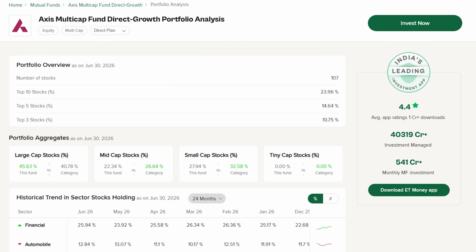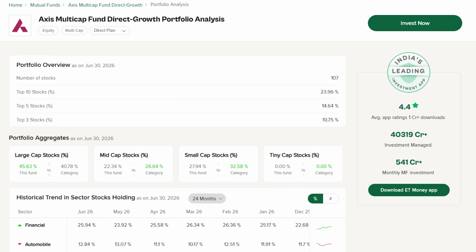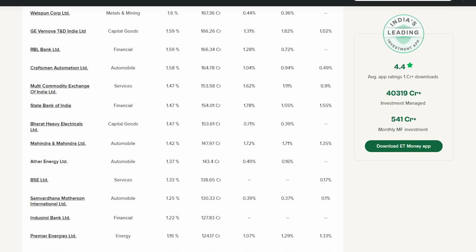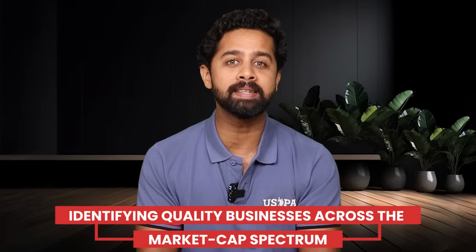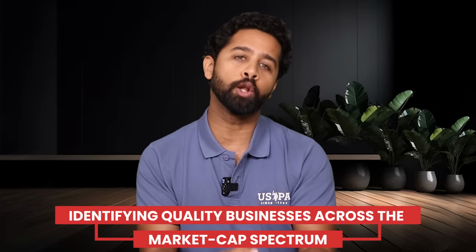One aspect that stands out about Axis Multicap Fund is its focus on quality growth businesses rather than simply chasing the cheapest stock or latest market trend. Its portfolio is diversified across large cap, mid cap and small cap companies, but within each segment, it appears to favor businesses with strong competitive position, scalable business model and long-term growth potential. This suggests that the emphasis is not just on maintaining the multi-cap allocation, but also on identifying quality businesses across the market cap spectrum that have the potential to compound over the long term.